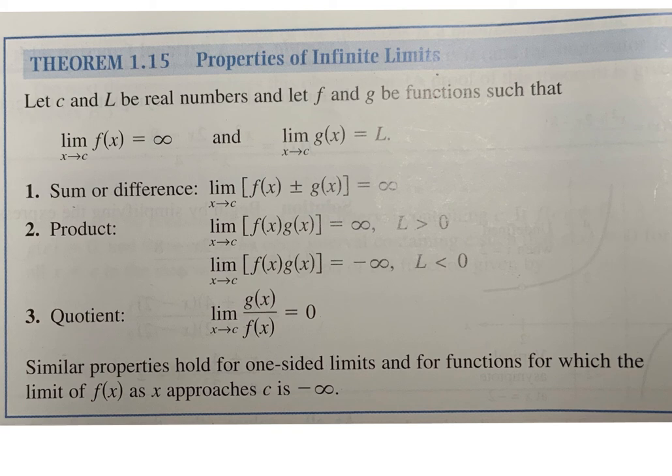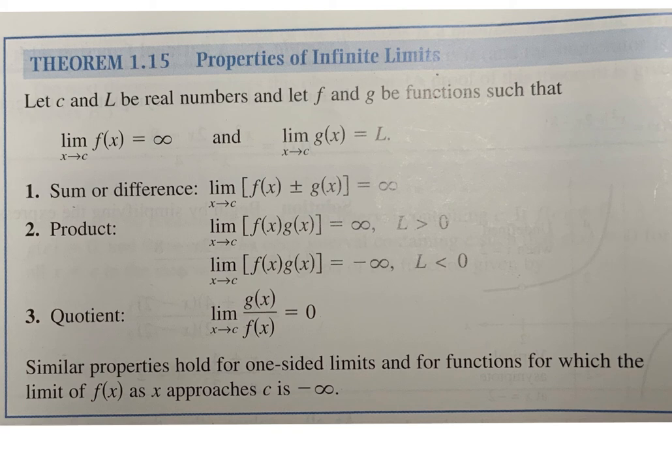Positive infinity plus 2, I'm still moving towards positive infinity. Negative infinity plus 2. Even though the limit of this piece is 2, this negative infinity is not affected by that plus 2 at all. It's still moving towards negative infinity. So your overall limits still work.